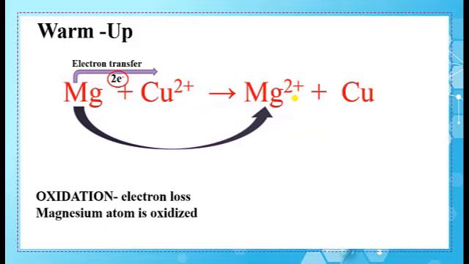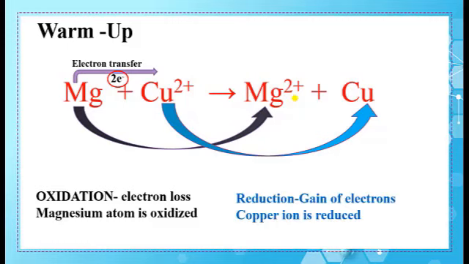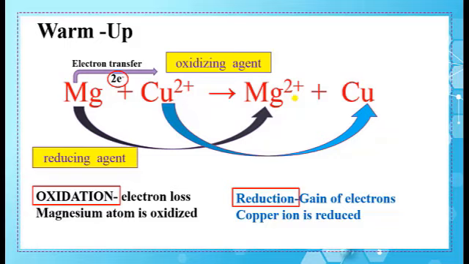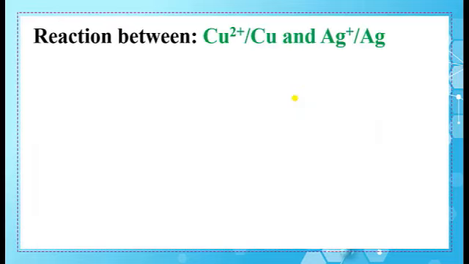Since Mg loses 2 electrons, it undergoes oxidation, which is the electron loss. And since Cu2+ gains the 2 electrons to form Cu, we say that it undergoes reduction due to the gain of electrons, and we say that the copper ion is reduced. Now, Mg undergoes oxidation, so we can say that it is the reducing agent. Cu2+ undergoes reduction, so we can say that it is the oxidizing agent.